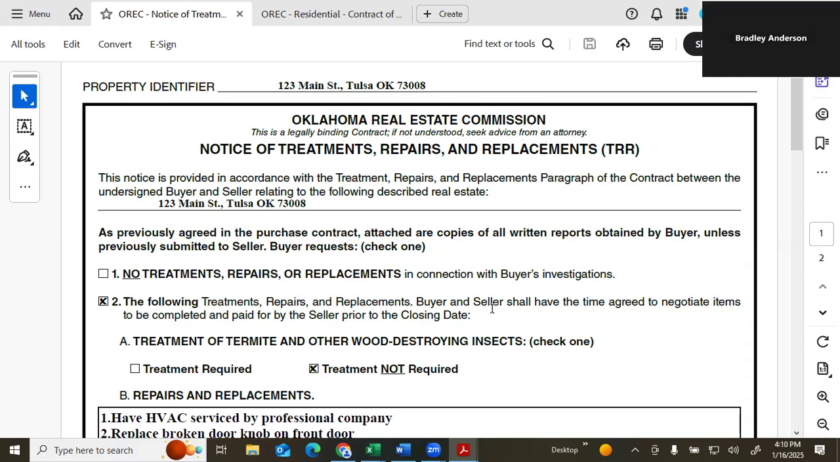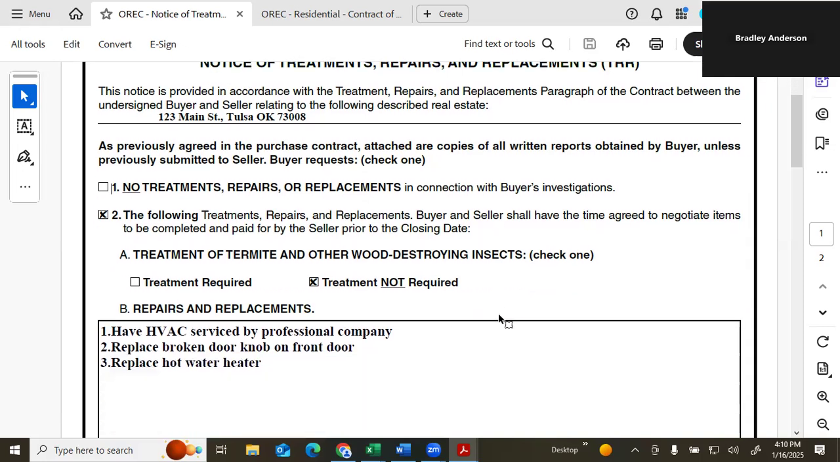So there are two sections to the TRR form. One is, does the buyer want a treatment for wood destroying insects? And that's not just termites, but that is carpenter ants, all sorts of things that destroy the wood. And that may have been revealed in the inspection. Well, then the second portion is the actual repairs and replacements.